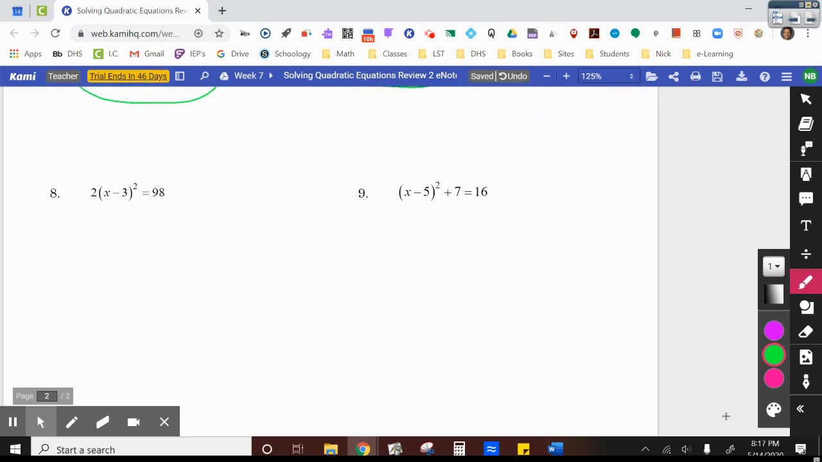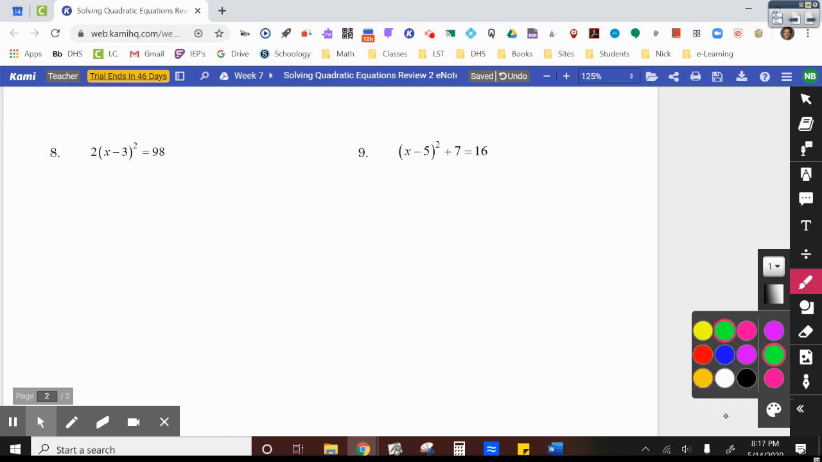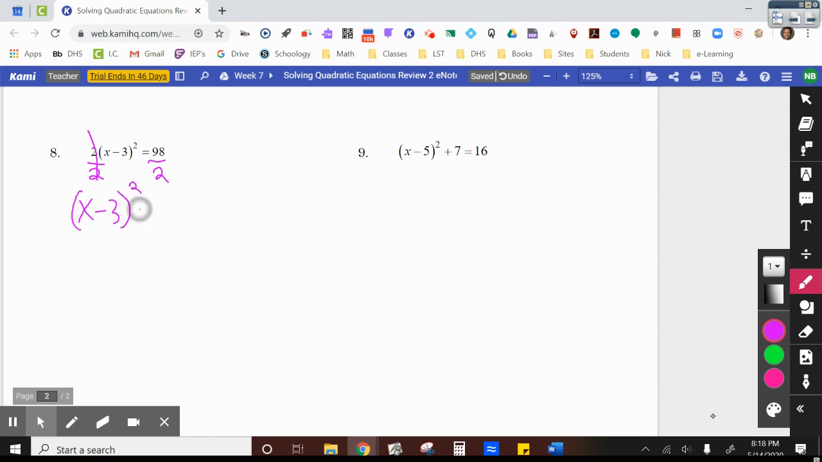All right, we got two more here. In example 8, we have 2 times (x minus 3) squared is equal to 98. So here's my quadratic term, and I have a 2 on the outside. So I have to get rid of that 2, and I get rid of it by dividing, because it's being multiplied, and the inverse operation of multiplication is division. So now I get (x minus 3) squared is equal to 49.